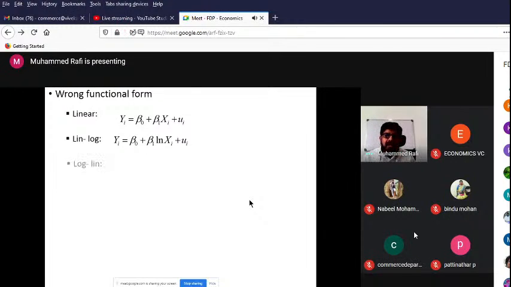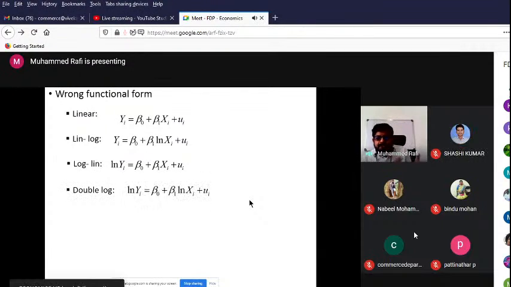Or you can have a log-lin form where the dependent variable is in the logarithmic format. Or there is a double log format where both the variables, the dependent as well as the independent variables, are being expressed in the logarithmic format. So there are different functional forms, and the interpretation also differs.